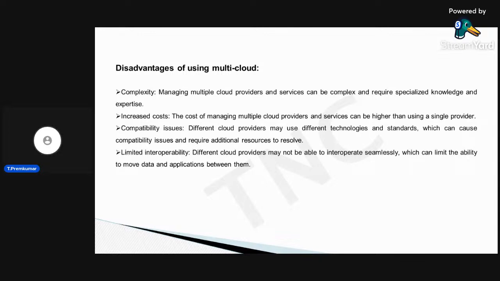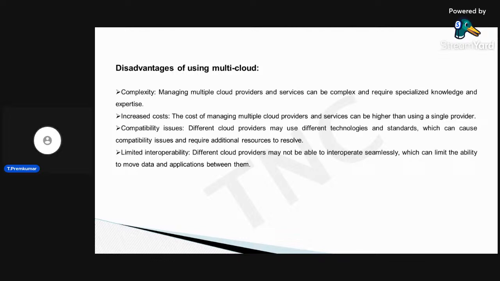Okay, so disadvantages of multi-cloud are complexity, increased cost, compatibility issues, limited interoperability. You see about complexity, managing multiple cloud providers and services can be complex and require specialized knowledge and enterprise with an expertise. Increased cost. The cost of managing multiple cloud providers and services can be higher than using a single provider. The compatibility issues. The different cloud providers may use different technologies and standards, which can cause compatibility issues and require additional resources to resolve.